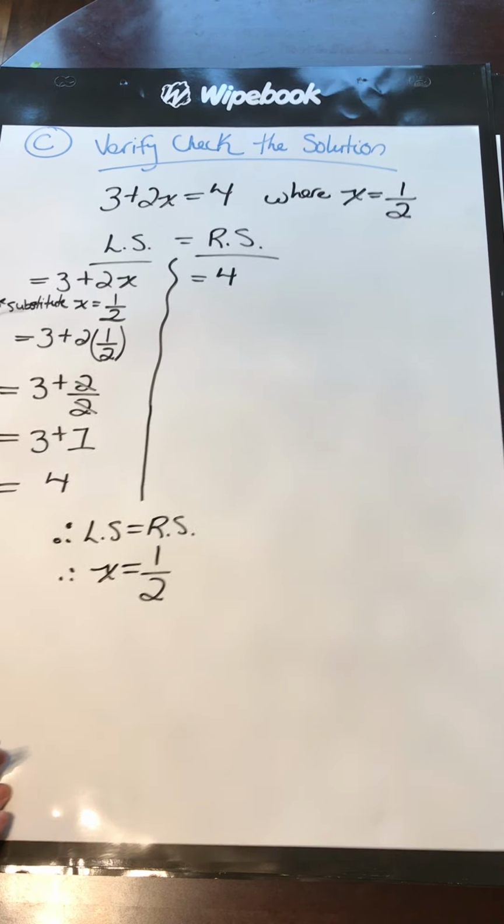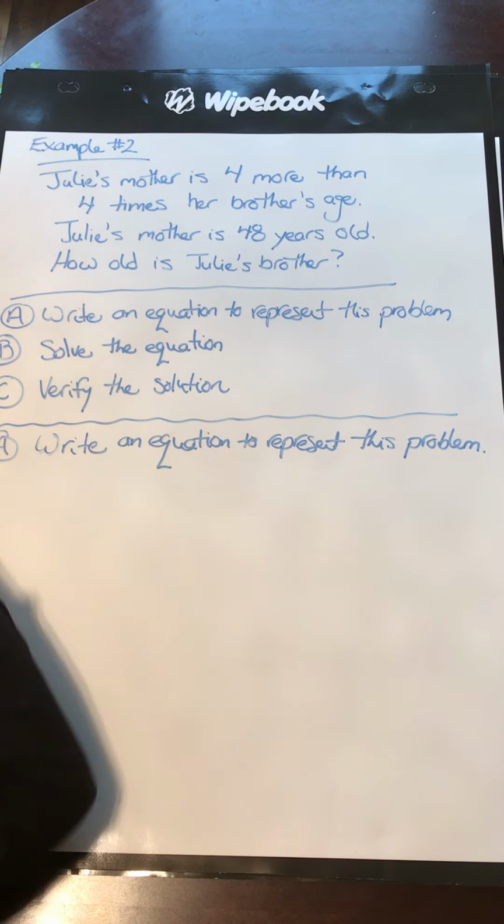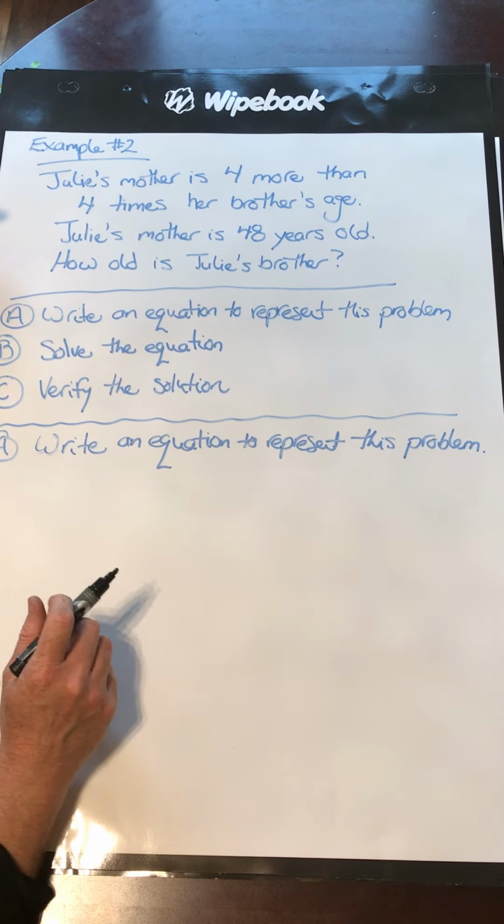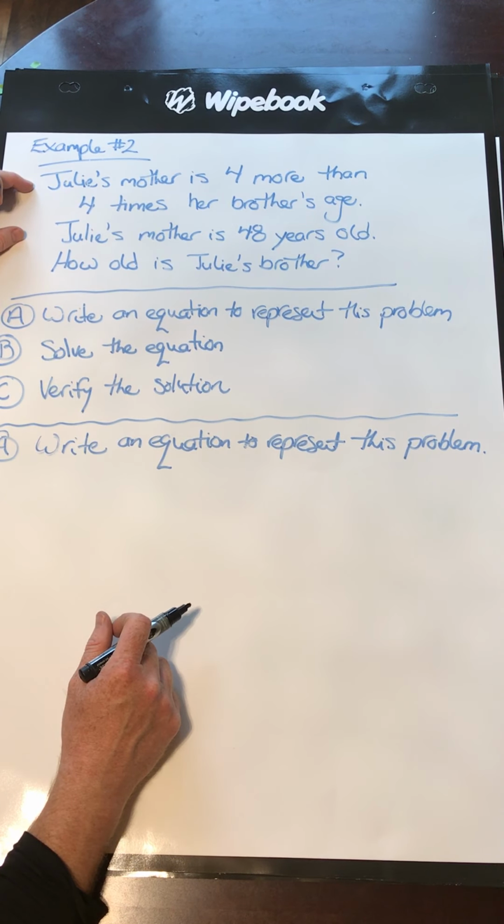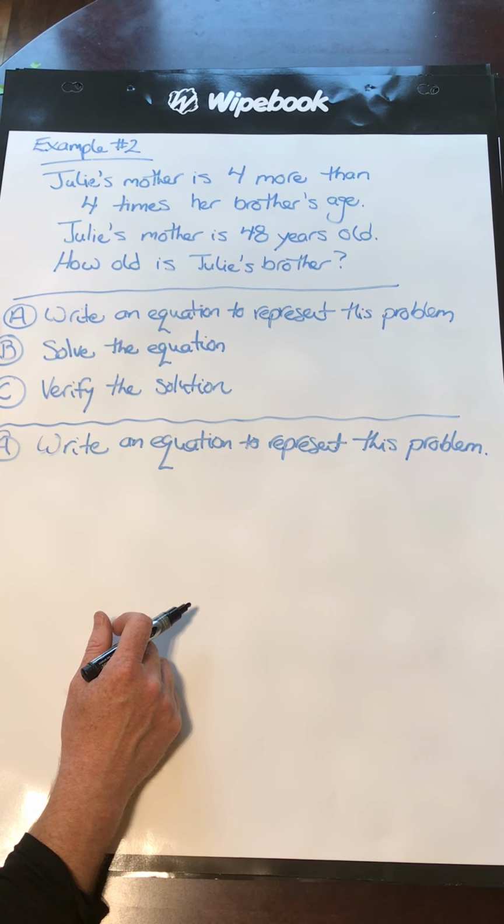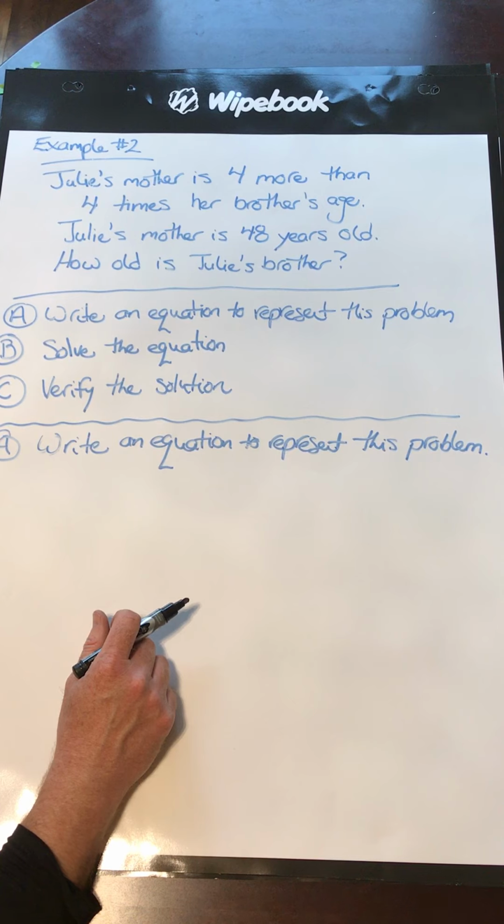Okay, we're going to go and do another example. This one's a little bit of a word problem. So we have here, Julie's mother is 4 more than 4 times her brother's age. Julie's mother is 48 years old. How old is Julie's brother? So again, we want to write an equation to represent this problem, solve the equation, and verify the solution.